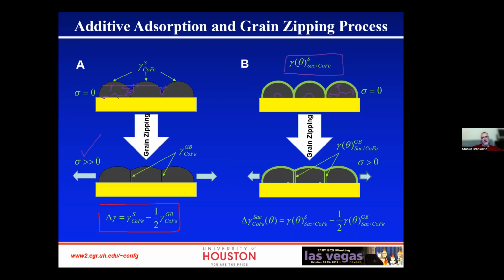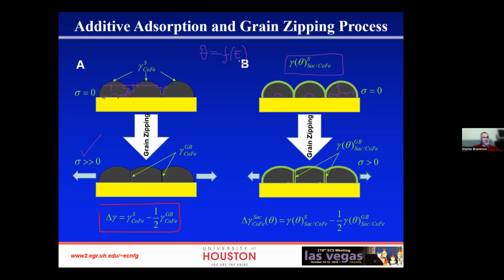Okay. Now, as we discussed in the previous few classes, keep in mind that theta is a function of the potential. Depending on which potential we are at, closer to the PZC or a little bit further away from PZC, theta could be almost 1 or could be less than 1.